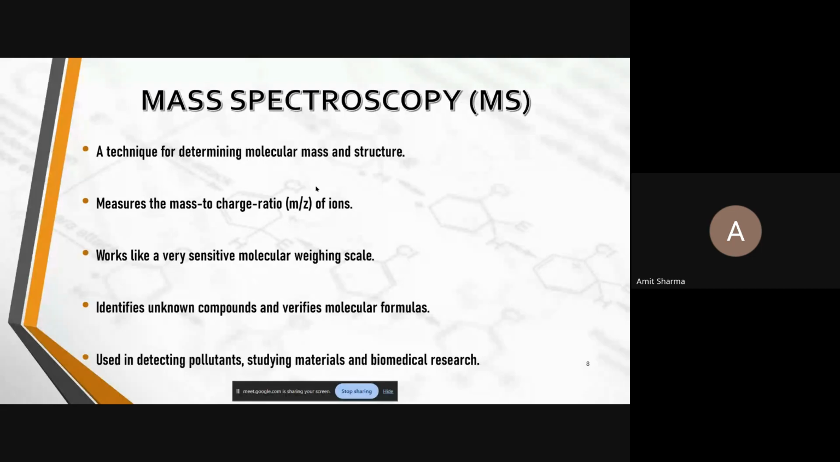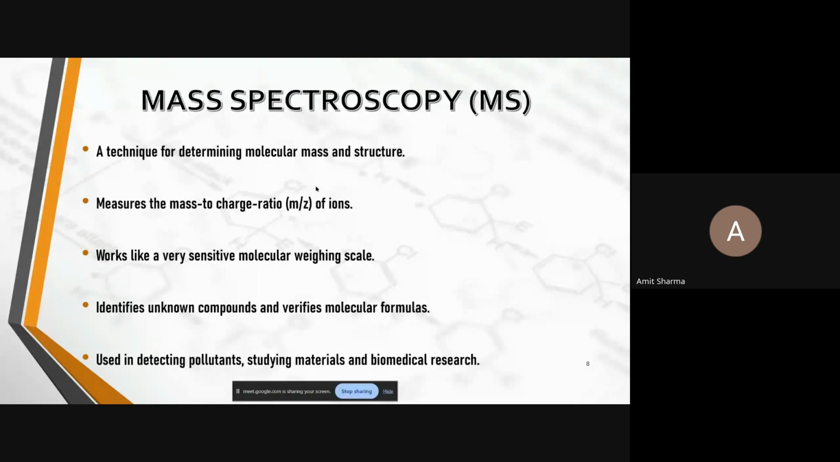And here the mass to charge ratio means that the mass of the particle is divided by the electric charge, that is m by z. This is used in mass spectroscopy to separate and identify ions based on how these ions are affected in their motion due to electric field and magnetic field. Basically, a higher mass to charge ratio means the particle is heavy but lower in charge, and a lower mass to charge ratio means the particle is lighter but higher in charge.